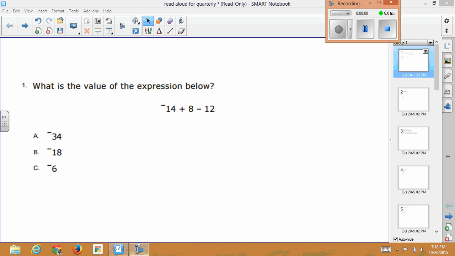Question number 1. What is the value of the expression below? Negative 14 plus 8 minus 12. A, negative 34. B, negative 18. C, negative 6.